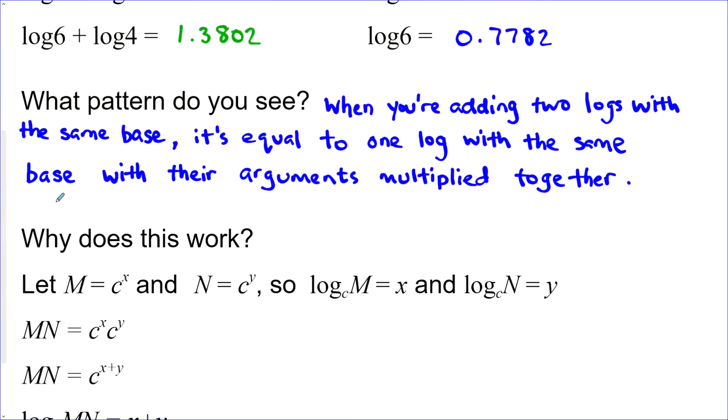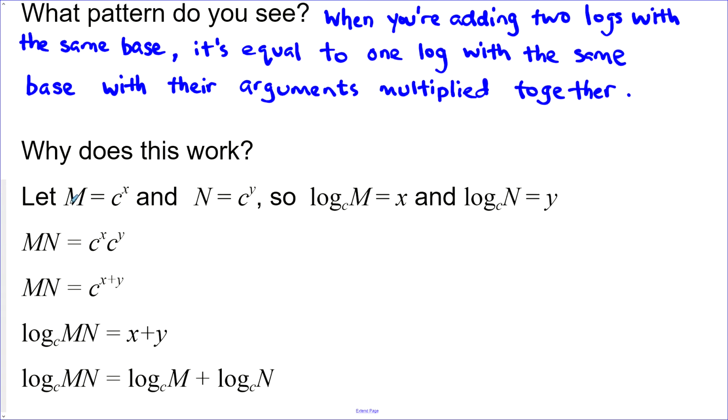Why does this work? Well, let's set it up. We will just let m equal c to the power of x and n equal c to the power of y. When we rewrite those two equations into logarithmic form, it equals this, and we're going to use that later on. First of all, we're going to multiply m times n. So c to the power of x times c to the power of y. And then using our exponent laws here, this has the same base, so we can add the exponents.